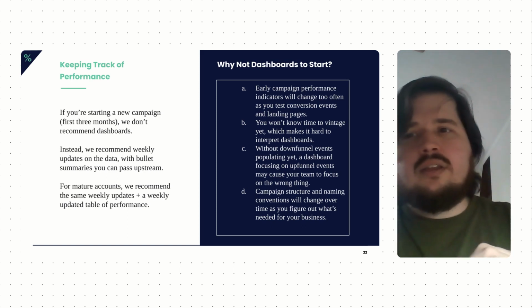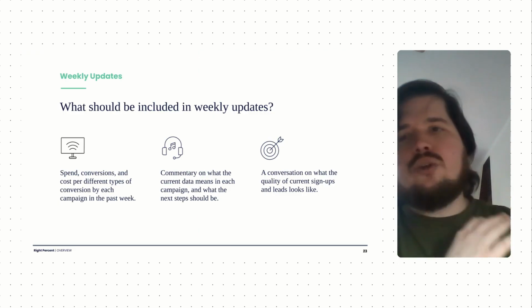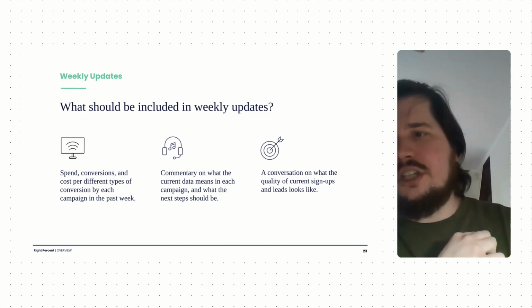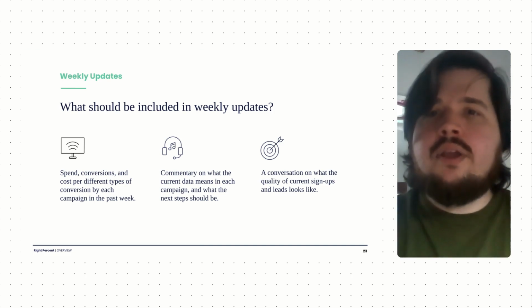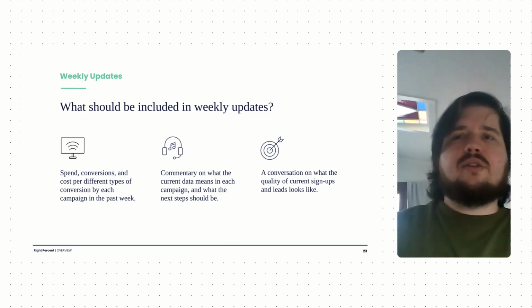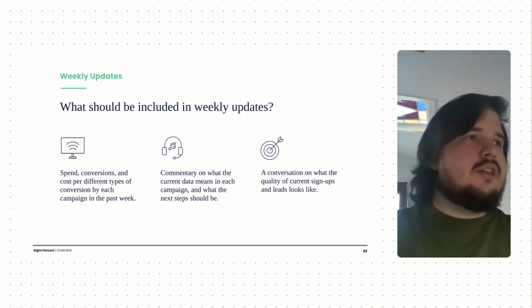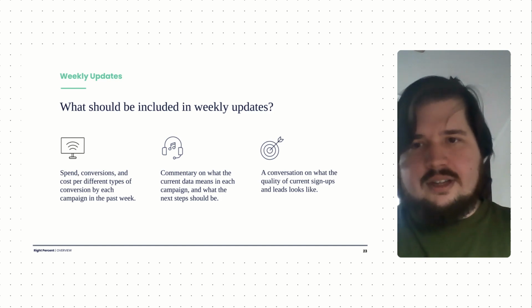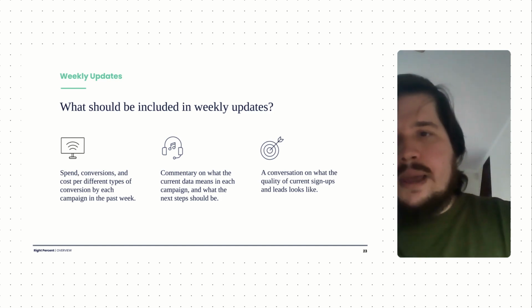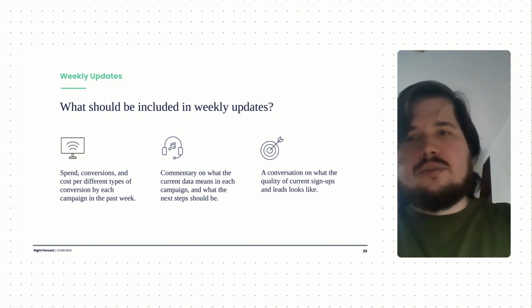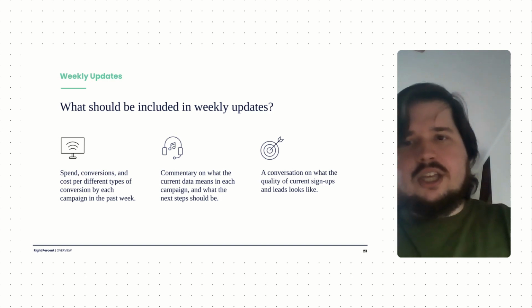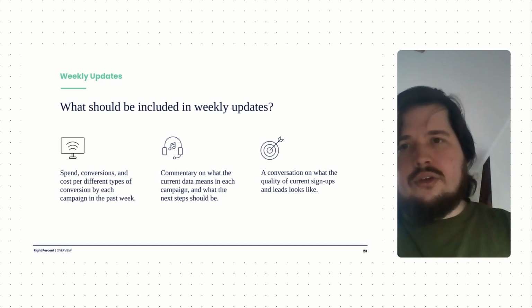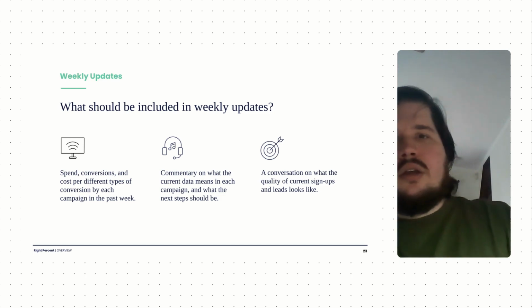Start instead with weekly manual updates and talking about what's happening in the campaigns, and then transition into a spreadsheet, which we'll get into. What should be included when looking at your data on a weekly basis? This goes back to principle number 1 of B2B ads data. It should be actionable. So spend, conversions, and cost per different type of conversion by each campaign is very actionable. If you have campaigns A, B, and C, and this one's doing better than the other, you can readjust budget.